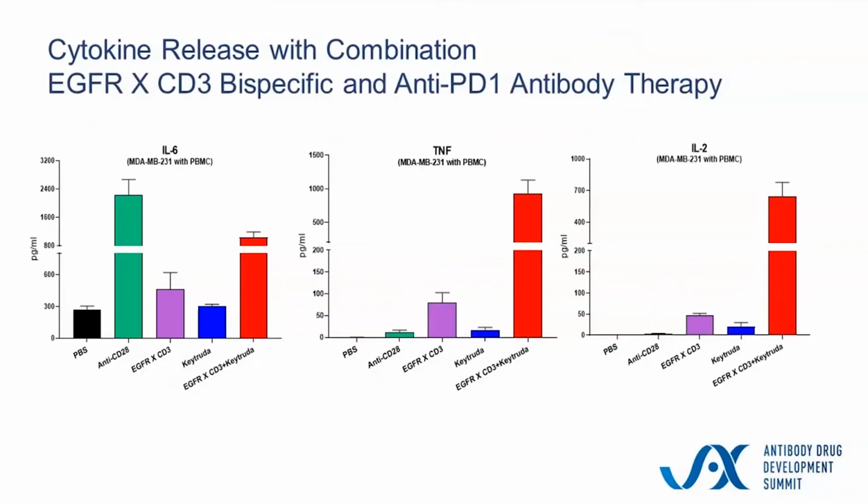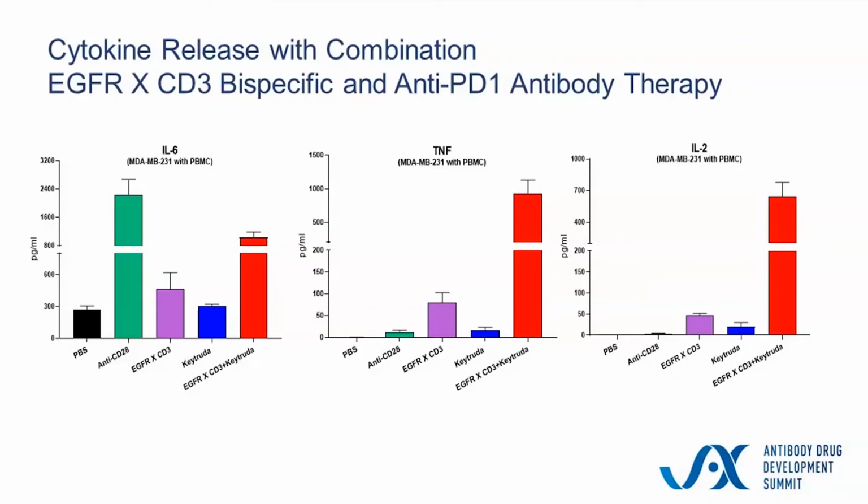This is cytokine release. Once again, this is with Keytruda by itself, EGFR CD3 by itself, and a combination in red. We look at IL-6, TNF, and IL-2. What you can see is that with EGFR CD3, which is in purple, with IL-6, you're getting about 400 picograms per mil. Keytruda, once again, around 300. The combination with IL-6 is giving you about 900 to 1,000 picograms per mil.